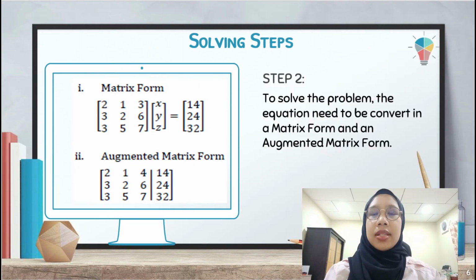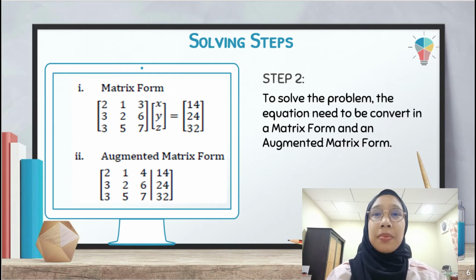So next, in step 2, in order to solve the problem, the equations done in the system of linear equations (SLE) during step 1 need to be changed into a matrix form and augmented matrix form. Augmented matrix form is a process of appending the columns of two matrices. Therefore, the same ERO can be performed on each of the given matrices. As you can see on the left side of the slide, that is the example of our augmented matrix form.